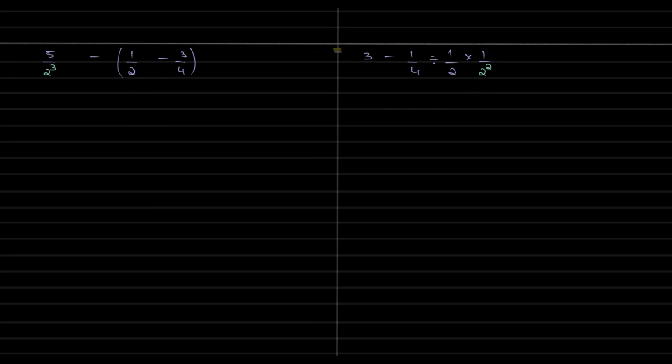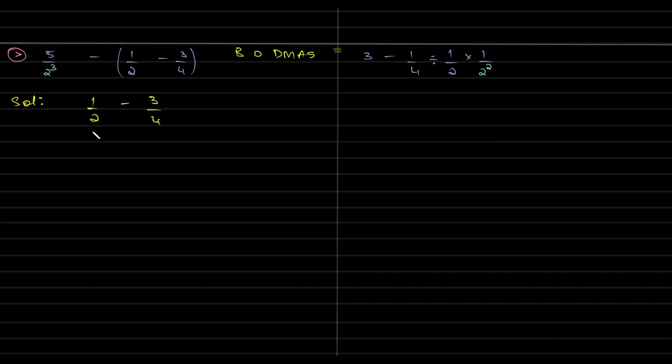Next is your 5 by 2 cube minus of 1 by 2 negative 3 by 4. So again, BODMAS. So we have brackets. So let's start off with that first. 1 by 2 minus 3 by 4.